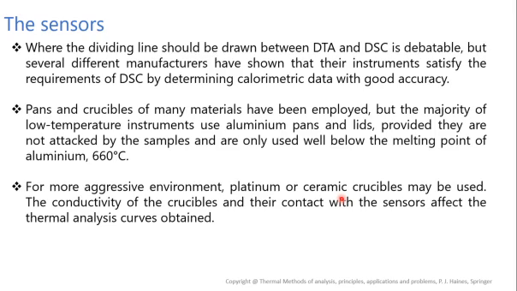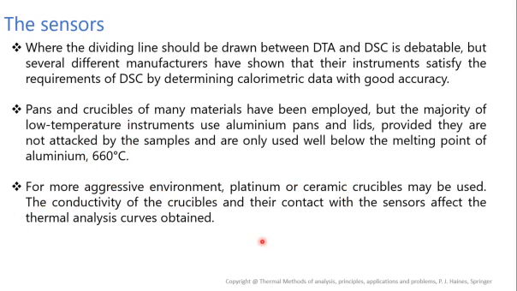Then sensors, where the dividing line should be drawn between DTA and DSC is debatable, but several different manufacturers have shown that their instruments satisfy the requirements of DSC by determining the calorimetric data with good accuracy. Then pans and crucibles of many materials have been employed, but the majority of the low temperature instruments use aluminum pans and lids, provided they are not attacked by the samples and are only used well below the melting point of the aluminum, that is 660 degrees Celsius.